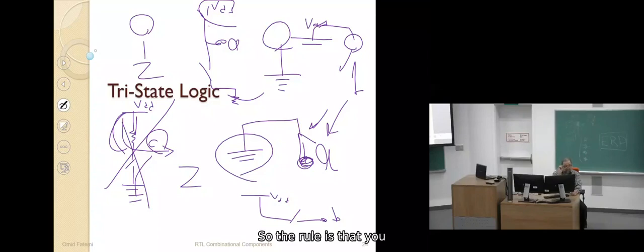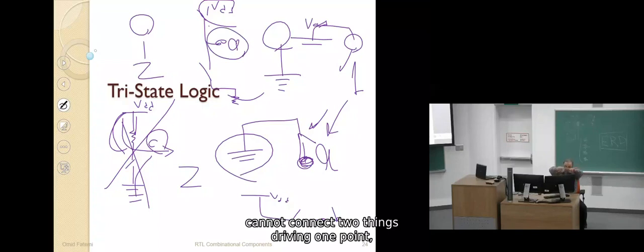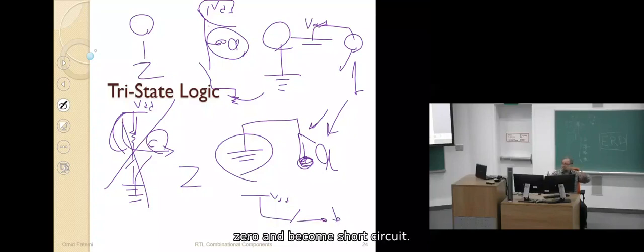So the rule is that you cannot connect two things driving one point. You cannot drive one location with two driving forces, because one of them could be one, the other one could be zero, and it becomes a short circuit. Or if it is not even a short circuit, it is something that we don't know what happened. Either zero is more powerful, make it zero, or one is more powerful, make it one. We don't know what happens. So this is not a good idea to connect two drivers to one point.